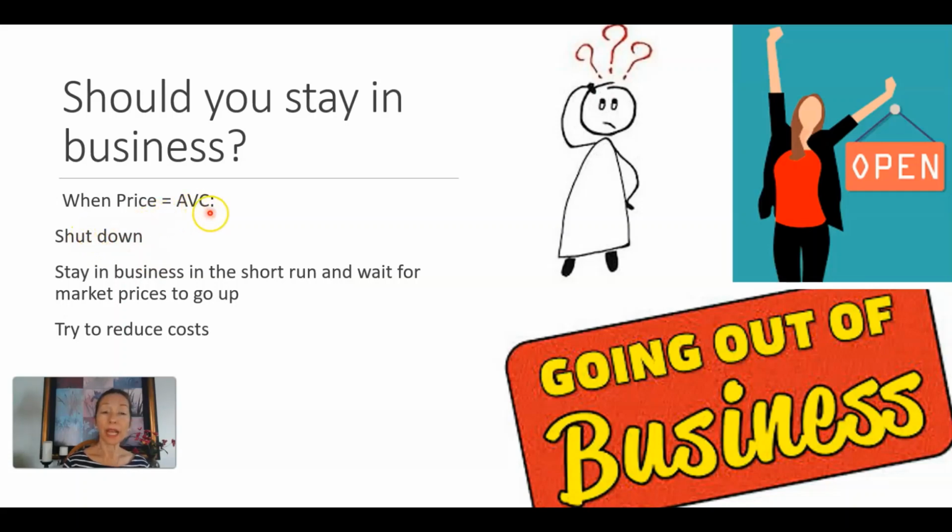So when price equals average variable cost, the decisions are: 1, do I shut down? 2, do I stay in business in the short run and wait for market prices to go up? How can I reduce my costs? That might allow me to stay in business. So these are things that we have to decide. This is kind of a wait and see sort of game, or you can just decide to shut down.